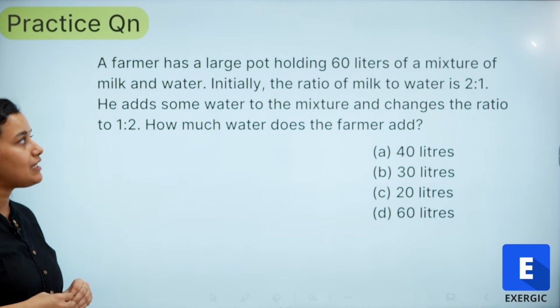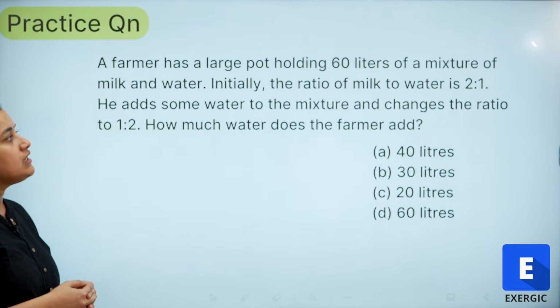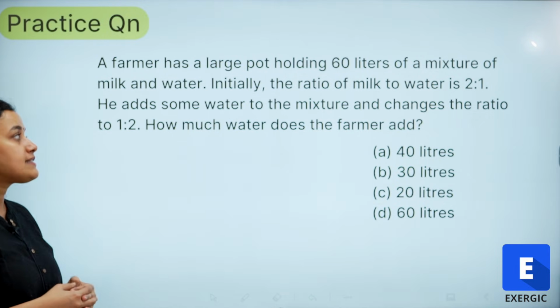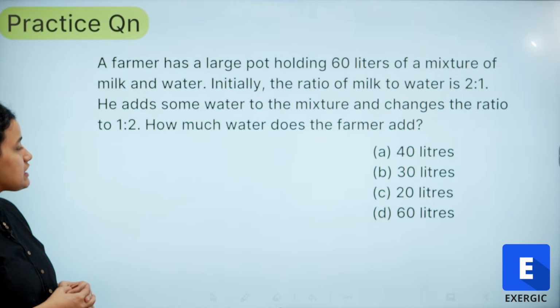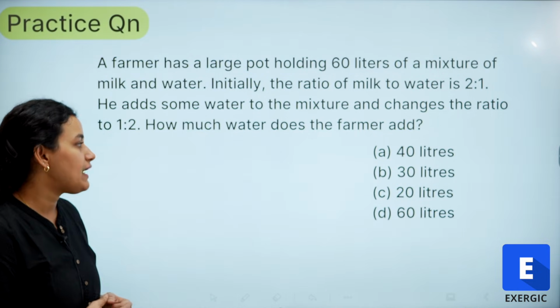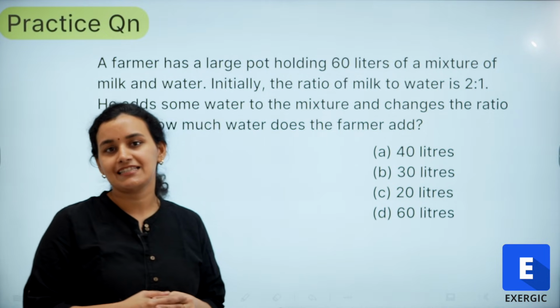This is the practice question for you. A farmer has a large pot holding 60 liters of a mixture of milk and water. Initially, the ratio of milk to water is 2:1. He adds some water to the mixture and changes the ratio to 1:2. So, how much water does the farmer add? And the options are 40 liters, 30 liters, 20 liters and 60 liters.